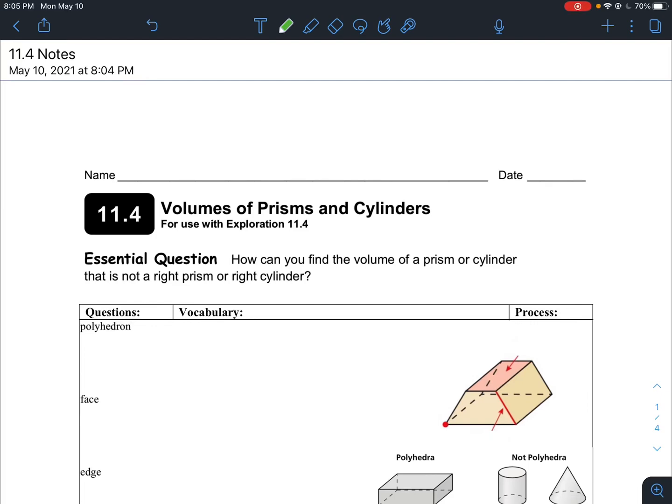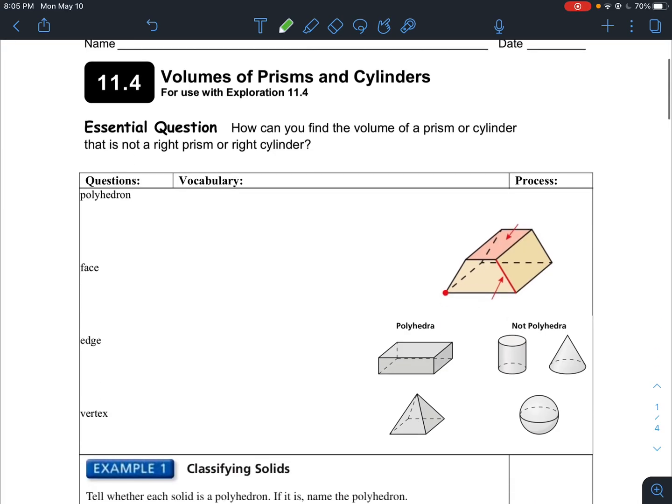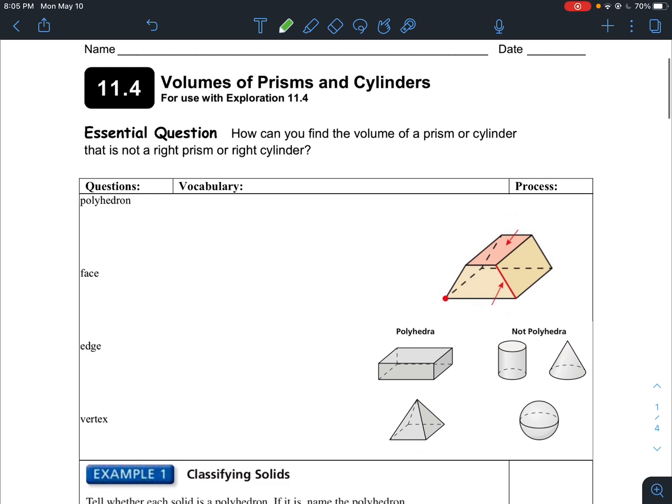Hey SM2, so we're going to jump to 11.4 talking about volumes. This is the first lesson of the very last unit. We're talking about volumes of prisms and cylinders.